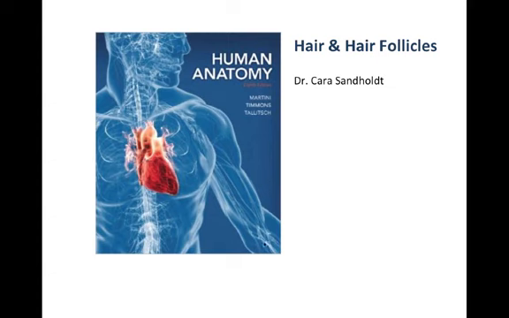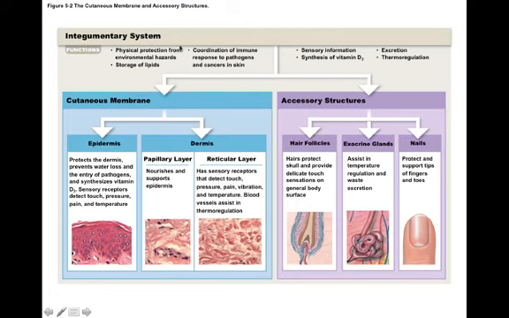The hair and hair follicles are part of the integumentary system. The integumentary system, or the cutaneous membrane, is the skin and the accessory structures associated with the skin. For the layers of the skin, the outermost layer is the epidermis, and the innermost layer is the dermis, each of which are made up of several sublayers. Below the cutaneous membrane is the subcutaneous layer, or the hypodermis.